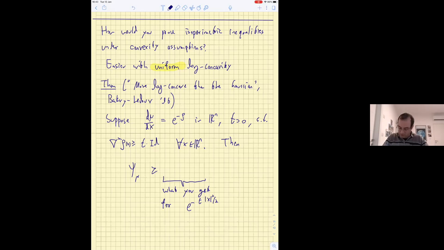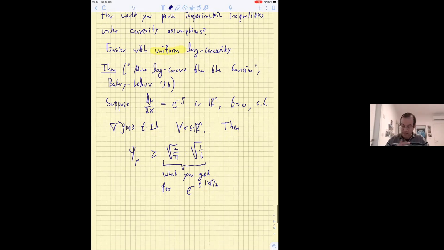This is what you get there. And what you get is root of 2 over pi, so that's some constant, times square root of 1 over t. This is natural because 1 over t is the right scaling here. So this is true if you're more log concave than the Gaussian.